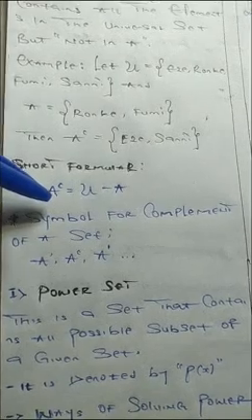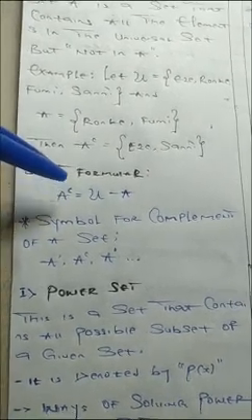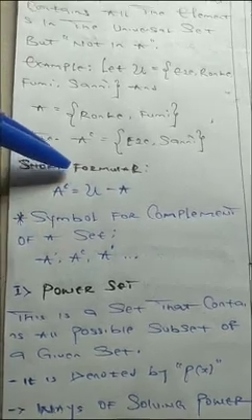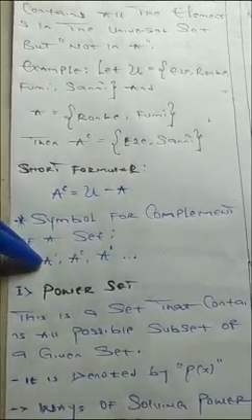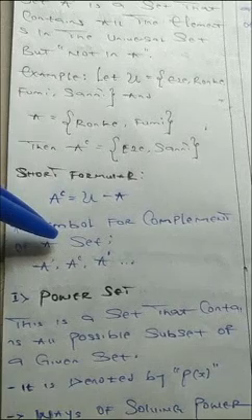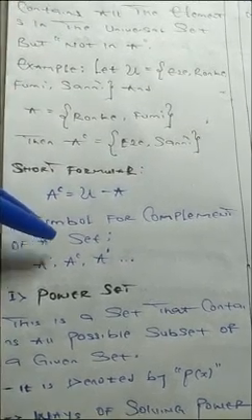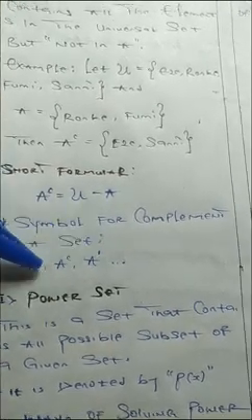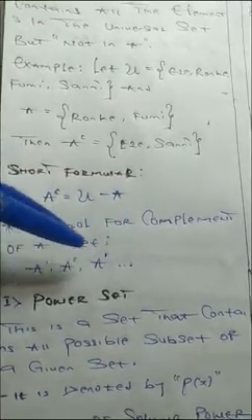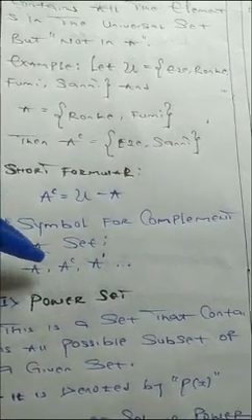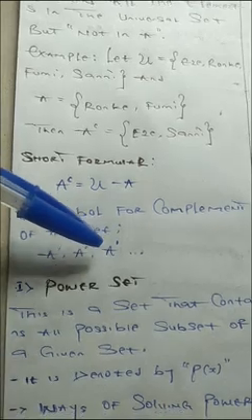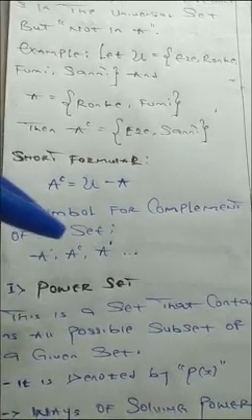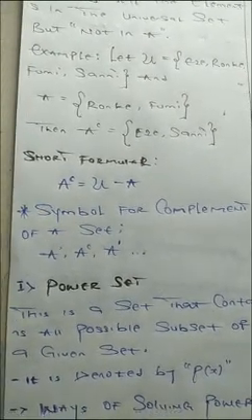The next subheading is symbol of complement of a set. Now look at the symbols. You use A with a comma, or A raised to power C, or A inverse. You use any of these three. So if you see any of them in your various exams, it means that they're asking you to get the complement of the set.